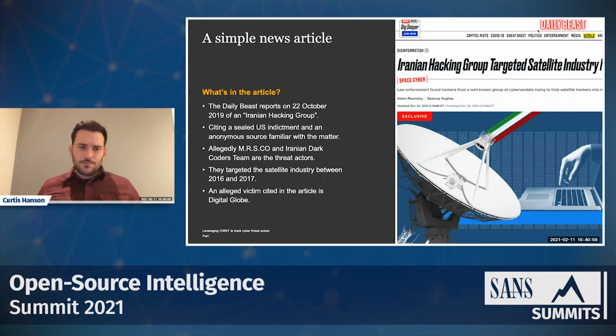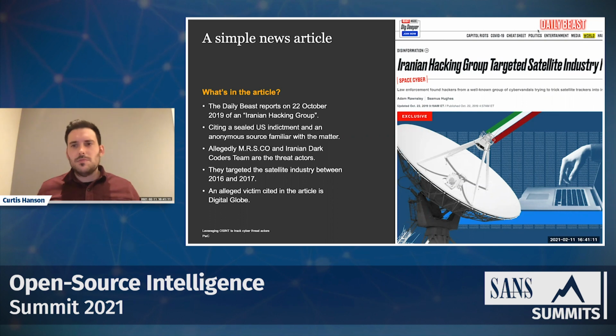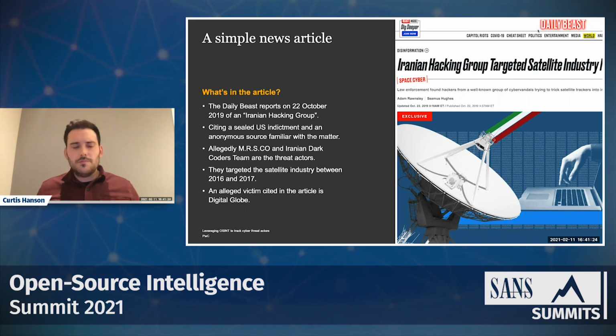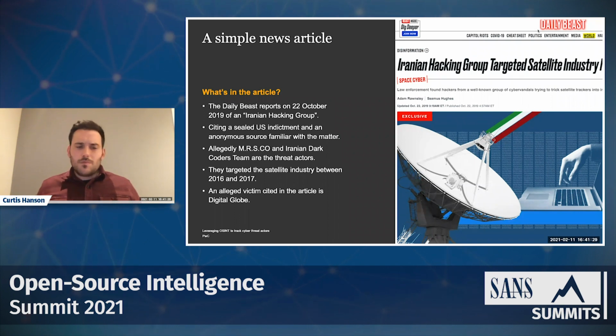I'm reading along. I think this is interesting. And immediately it says, well, according to a sealed US indictment, an anonymous source familiar with the matter. And I take this immediately with a grain of salt. I'm like, okay, well, this is nice, anonymous, but it'd be nicer if I had some credibility here at the beginning. But I press on. I keep reading. I see that the alleged hackers, threat actors are MRS Co, an Iran dark coders team. I think, okay, it's interesting. Never heard of them, but okay. Targets the satellite industry around 2016, 2017. Okay. And the alleged victim is Digital Globe.